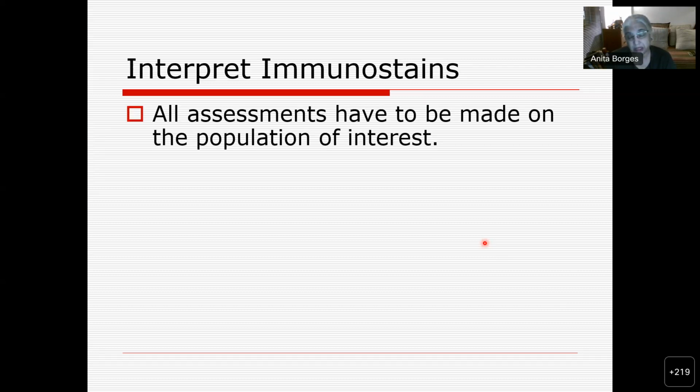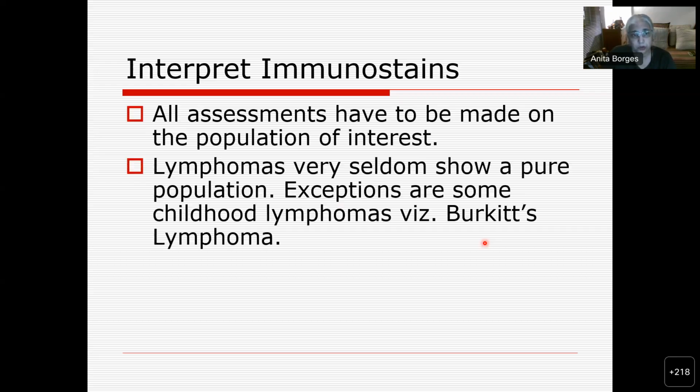And I mean specifically in lymphomas, because no lymphoma is a pure lymphoma. You must remember that. Very seldom do they show you a pure population. There are some exceptions, such as a lymphoblastic lymphoma or a Burkitt's lymphoma, where you're not likely to see anything else but the neoplastic cells.